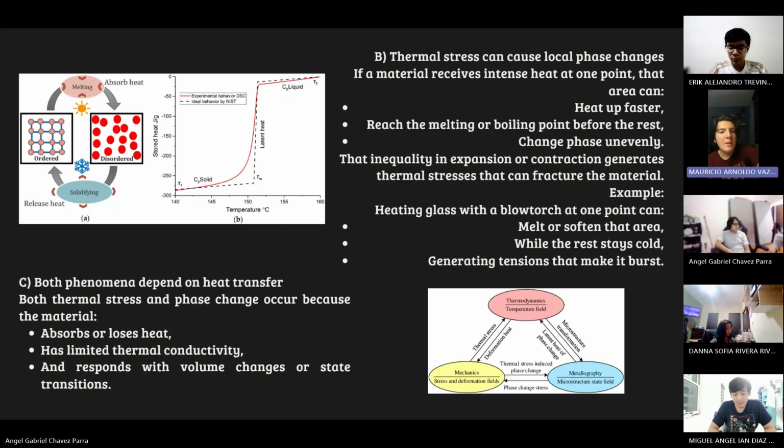Both phenomena depend on heat transfer. Thermal stresses and phase changes occur because the material absorbs and loses heat, has limited thermal conductivity, and responds with volume change during the state transition.